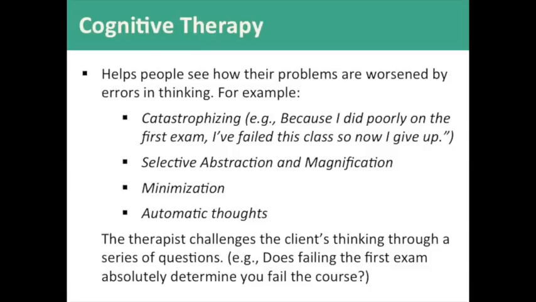They'll have selective abstraction and magnification. This means that you may have an interaction with somebody that goes really, really well, but there was one awkward moment. And so when you walk away from that interaction, the only thing that you think about is that one tiny awkward moment, and you focus on that. Next is minimization. When something really positive does happen to you in your life, you still tend to make that event much less important than it really is.